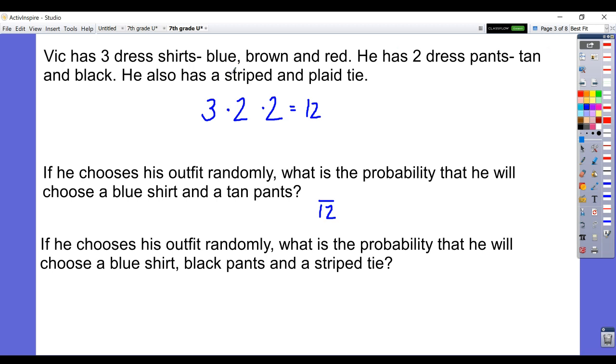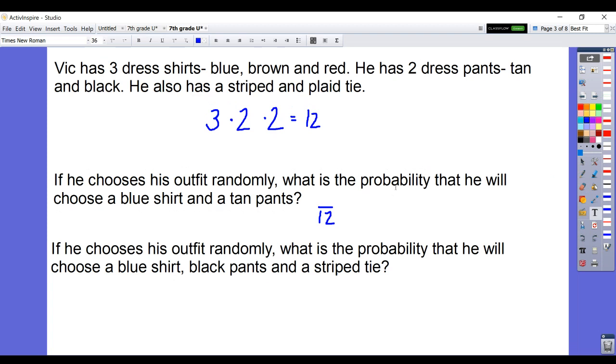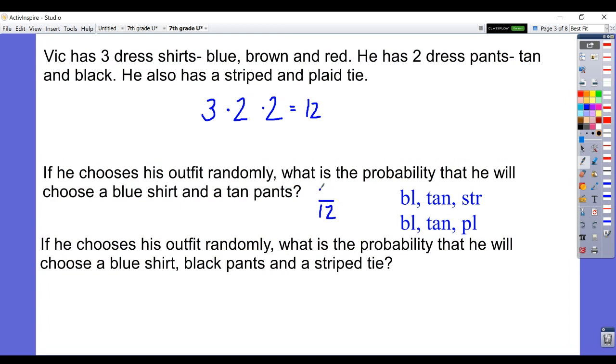But he could have that combination with the striped tie, or he could have it with a plaid tie. So in other words, if we picture this in a tree diagram, or we picture a list, he could have the blue shirt, tan pants, and the striped tie, or you could have the blue shirt, tan pants, and the plaid tie. So there are two combinations that will include the blue shirt and tan pants, 2 out of the 12.